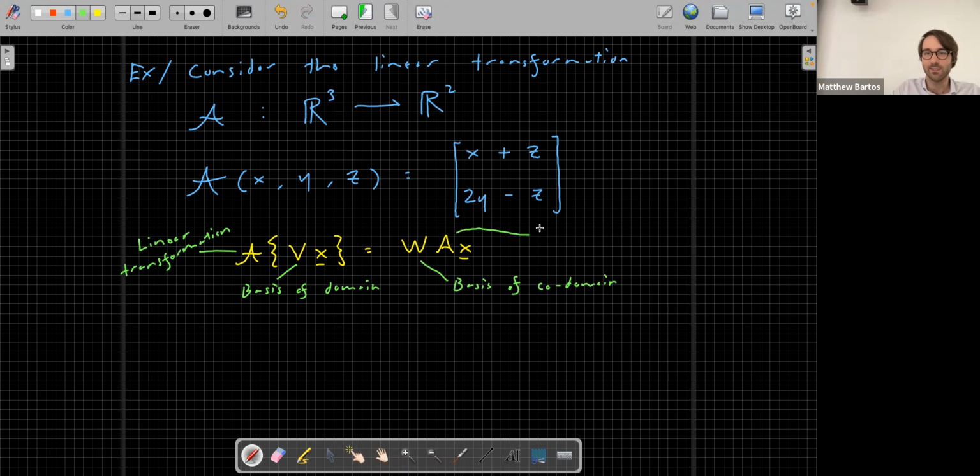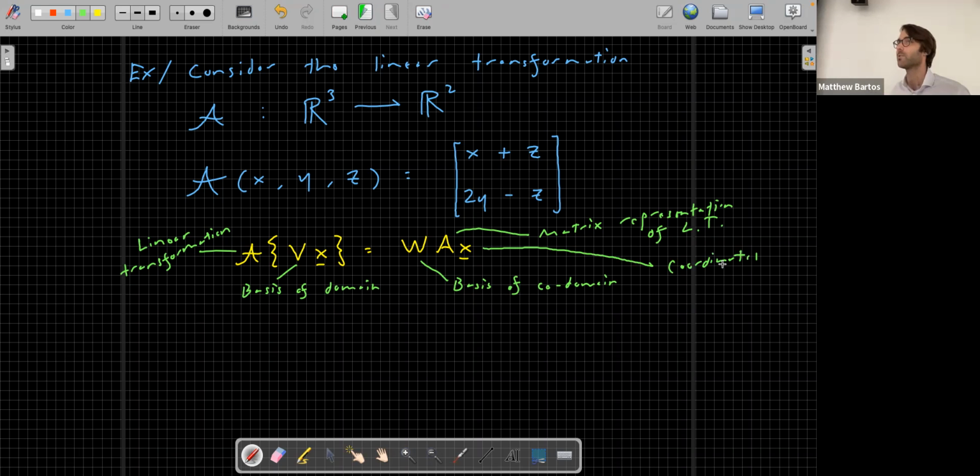And A is the matrix representation of the linear transformation. So I'll just write LT. X, in this case, is the coordinates in our basis that we're applying this operation to. Okay, so when we're talking about vectors, it consists of coordinates in a basis. That's important to remember. Okay, so let's write this out.